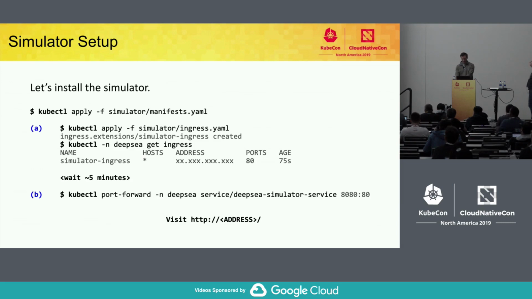Once you've done all that, the next thing we're going to do is run our simulator. And so it's in the simulator directory. There's a manifest YAML there. Kubectl apply that as well. And then to get access to it, there are two options. You can either use port forwarding, which is option B here, which will kick on almost immediately, or you can open an ingress if you're using GKE, and it will take about a minute for the address of that ingress to appear and another 3 to 5 minutes for that actually to become available.